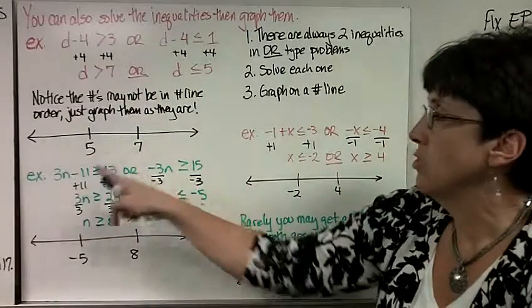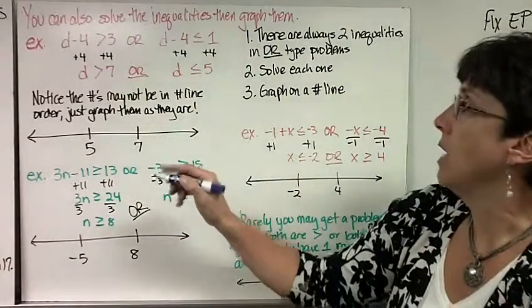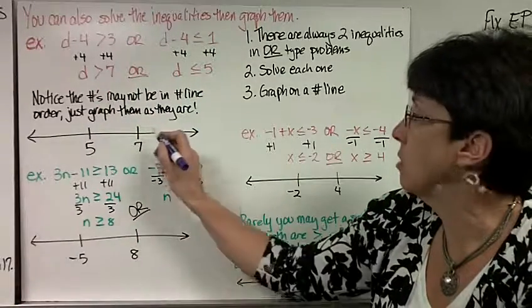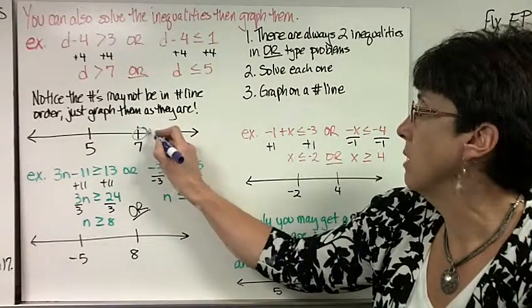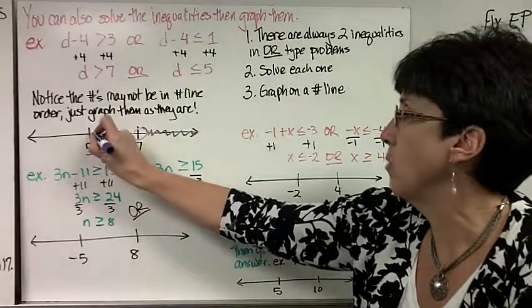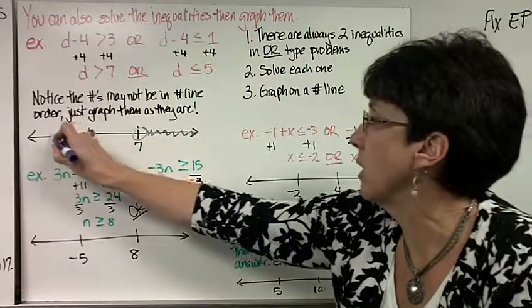So you draw your number line, you just need to put your 2 solutions on it, you don't need any other numbers, and then do what it says, greater than 7. So is that an open or a closed circle? Open, and it goes to the left. Less than or equal to 5, open or closed circle? Hopefully you said closed, and it goes to the right.